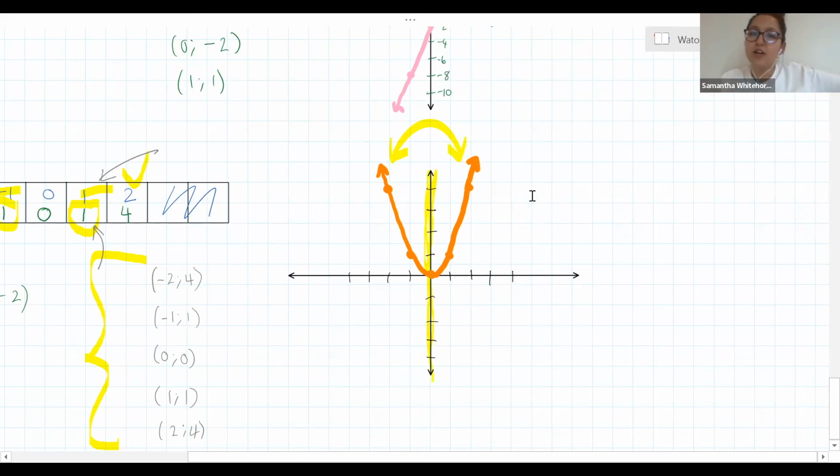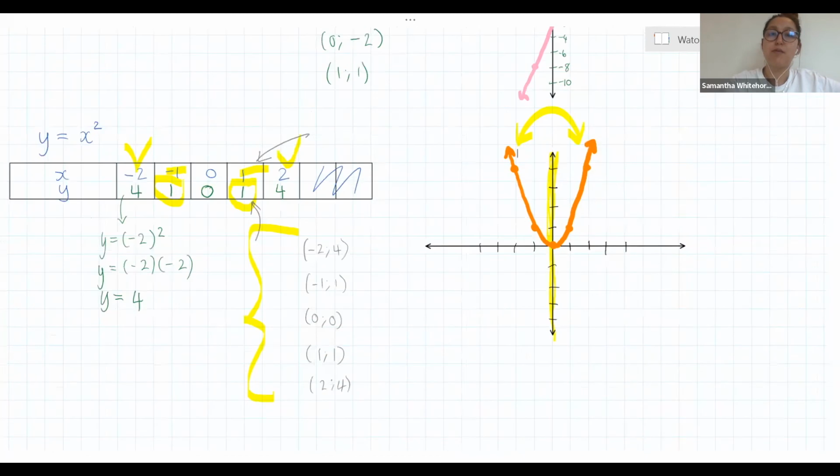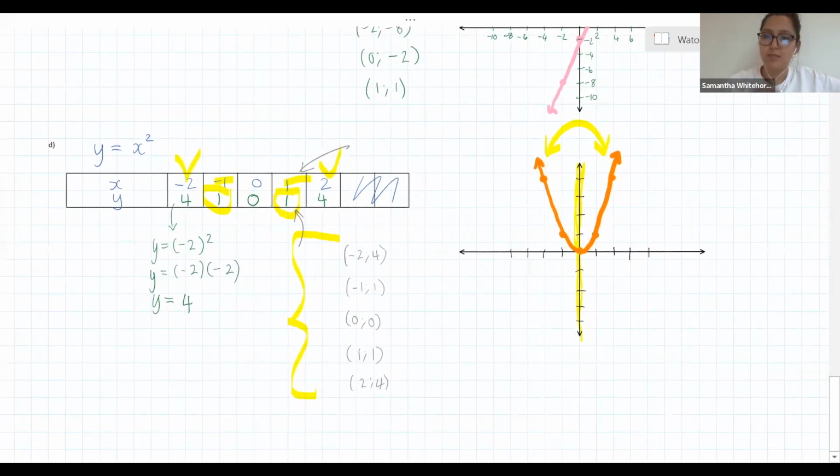And so what I've got here is a completely new type of graph, but it still represents a relationship between my x and y. This is what we call a parabola. Now, this is not something you need to know the specifics of. It is just important for you to see that sometimes graphs aren't just straight lines. They can be curves. And this is an example of one.